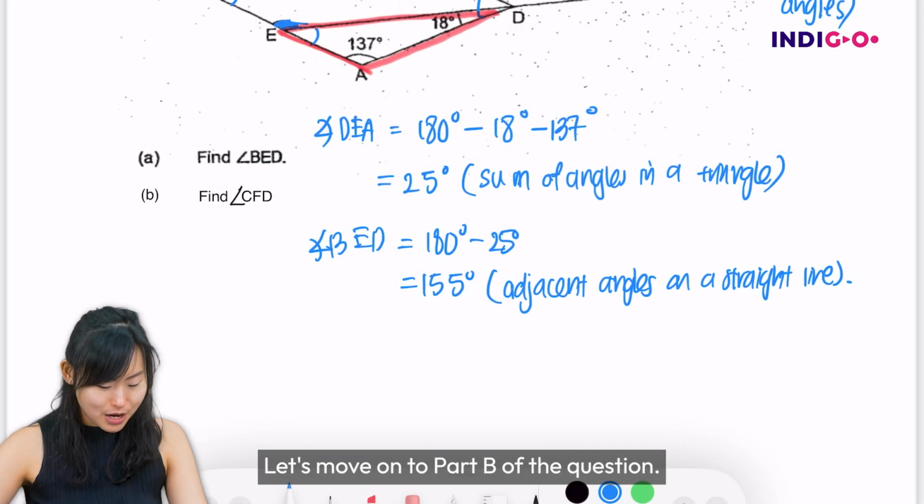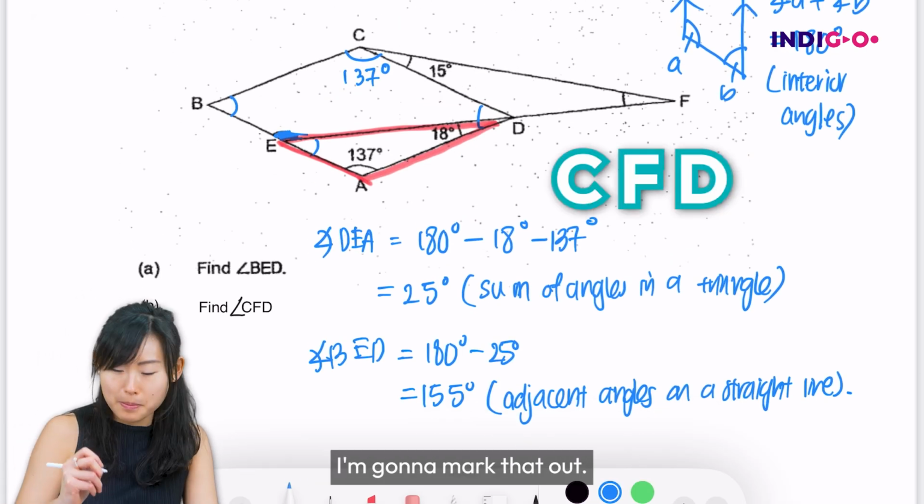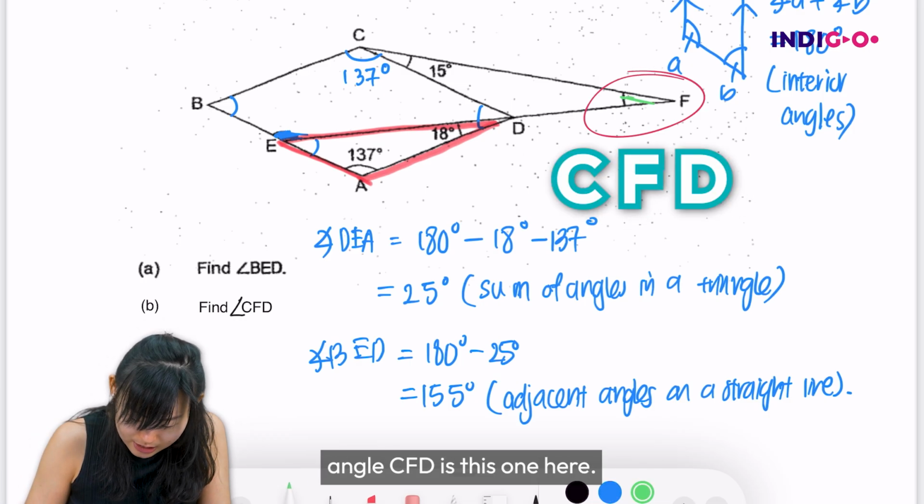Let's move on to part B of the question. My goal is now to find angle CFD. I'm going to mark that out. Let me mark that out in green. Angle CFD is this one here.